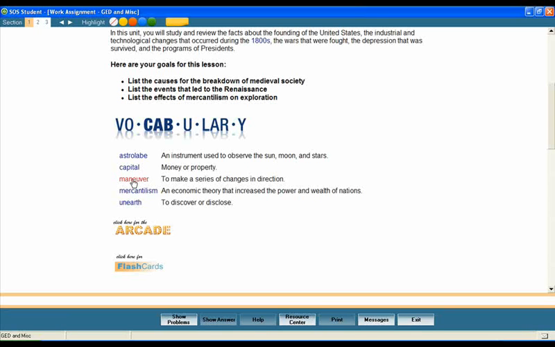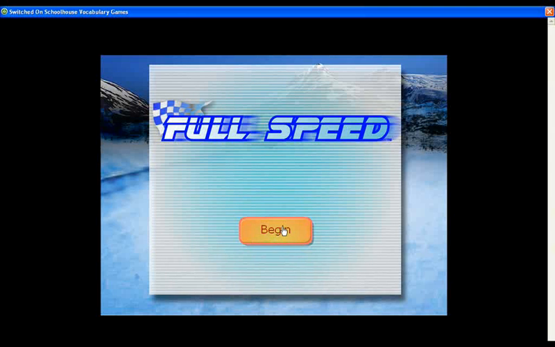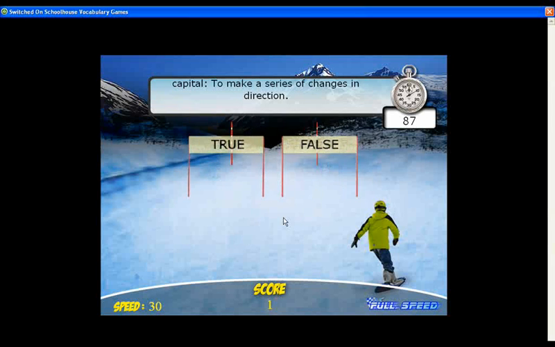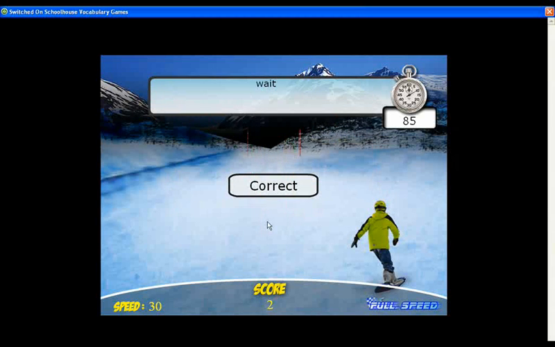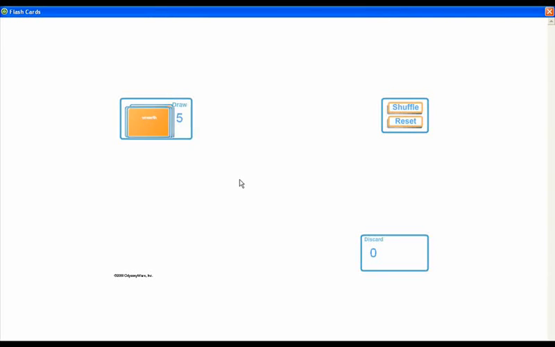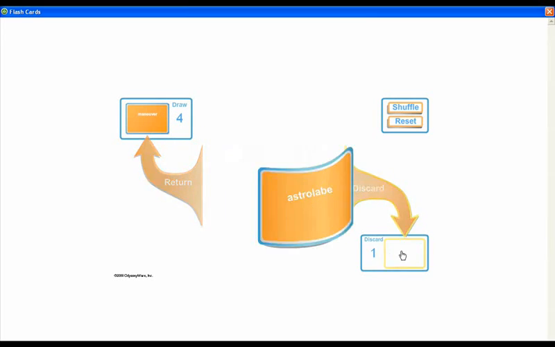Astrolabe. Maneuver. The Vocabulary Games Arcade provides additional practice designed to help students to learn the spelling and definitions for the vocabulary from the lesson. Let's take a look at one of the games. Flashcards provides a fun way for students to review the definitions for the vocabulary words. Here's a sample.